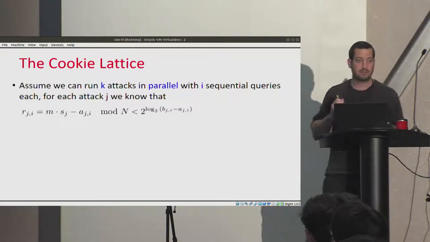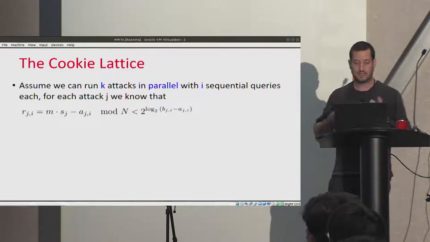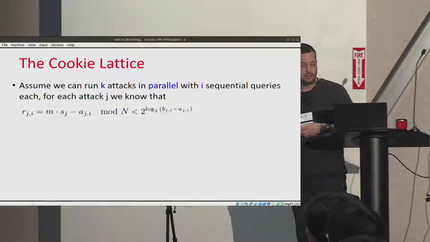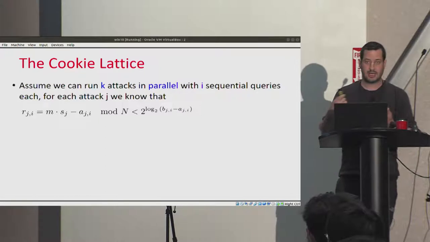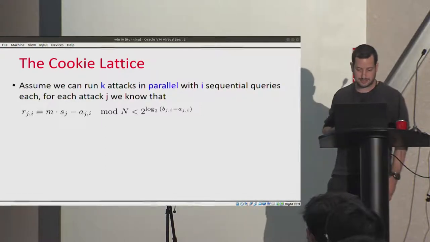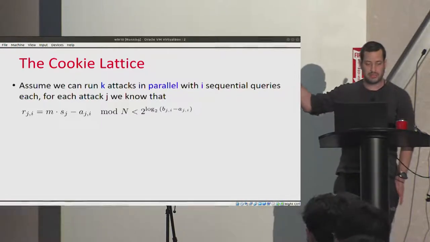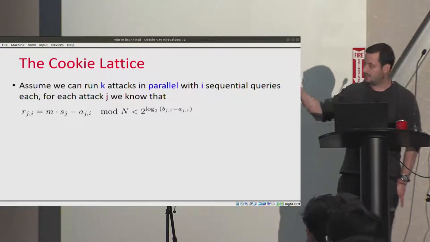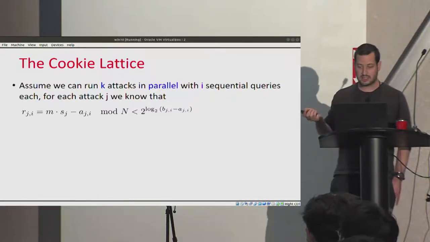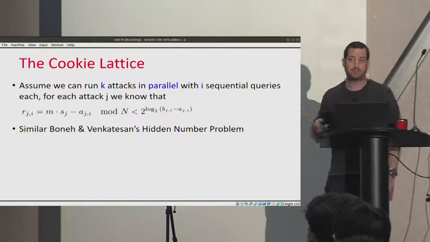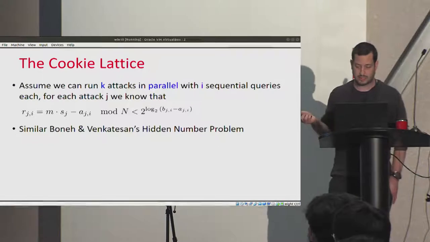And basically, let's assume that we can do this attack in parallel with k attacks. And for each attack, we have a different random S value that was used for the blinding. So we have k formulas of this format, where we have this value that we don't know, but we know that it's very small, which equals m times s minus the start of the interval. And this is very similar to the very well-known hidden number problem. And this is something that we know how to solve using lattices.